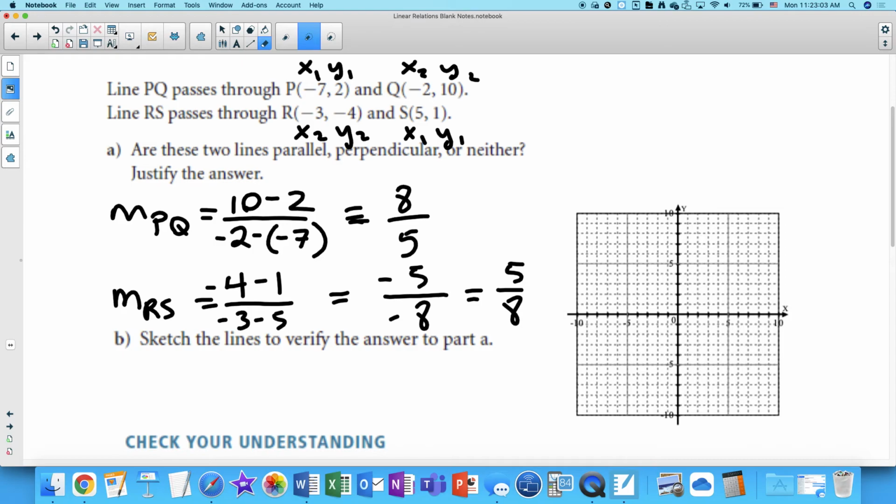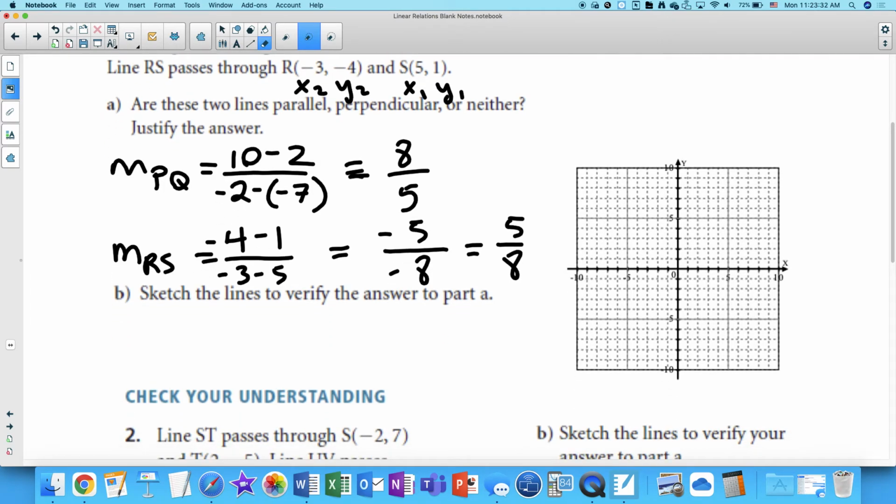So what can we say about these? Are they parallel? No, if they're parallel, their slopes have to be equal. Are they perpendicular? They're not. Why not? They're reciprocals, but they're not negative reciprocals. They must be negative reciprocals. And if we sketch this, we'll see that this is verified.